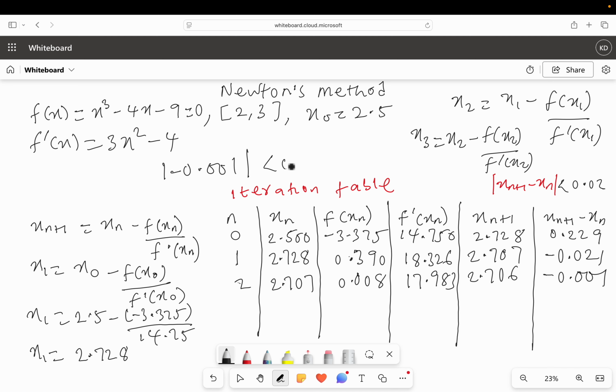is less than 0.02. So it means I have reached the desired accuracy level, and the root of the polynomial between 2 and 3 is just approximately equal to 2.706 using Newton's numerical method.